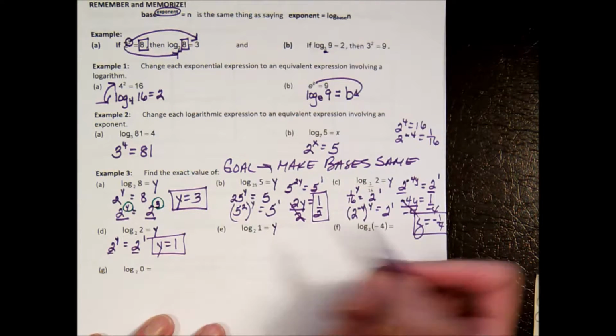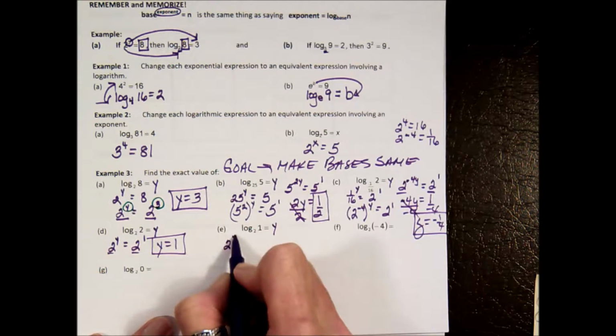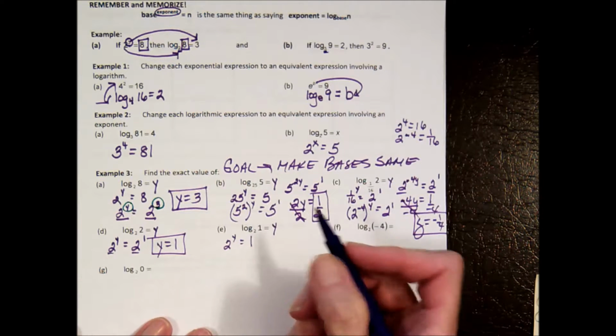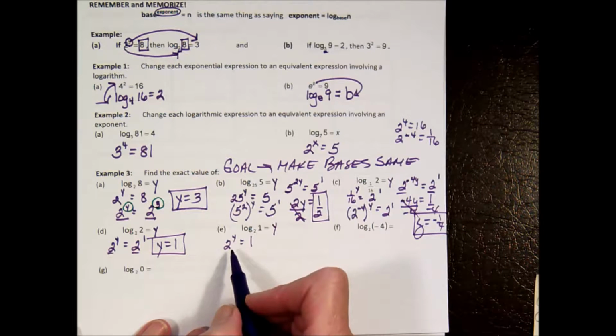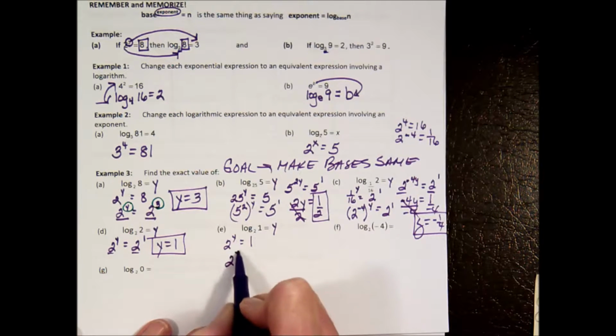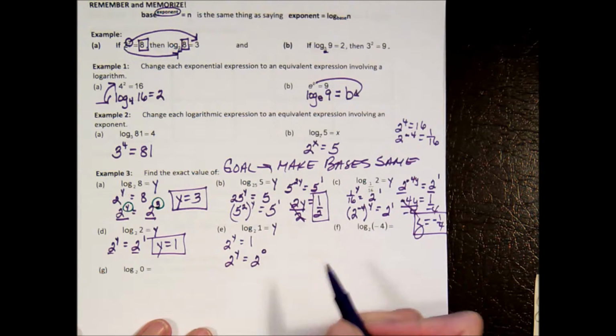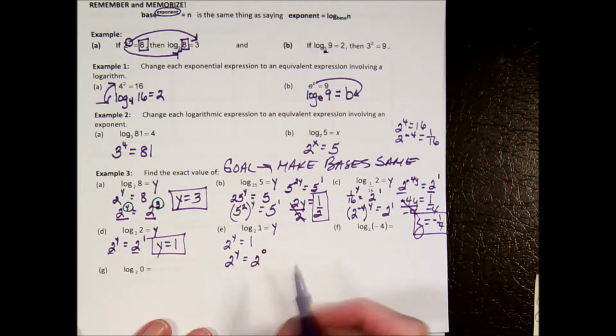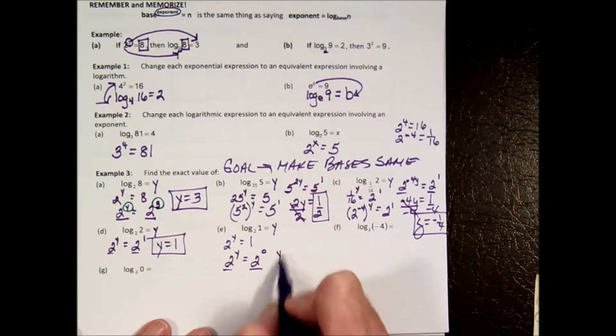Let's look at this one. Set it equal to y. Our base to the y is equal to 1. Well, what can I do to make these bases the same? Well, I can show 1 as 2 to the 0, can't I? I want my bases to be the same. So now my bases are the same. I know that y is 0.